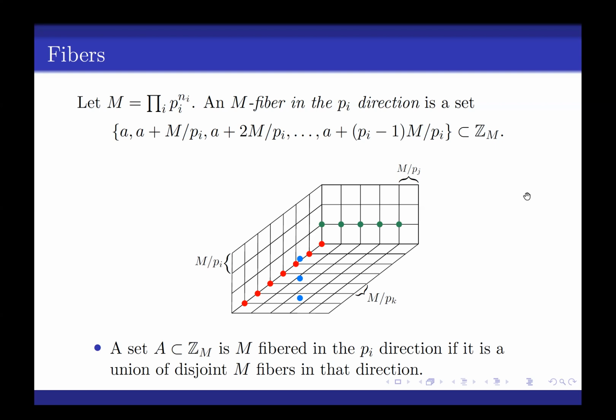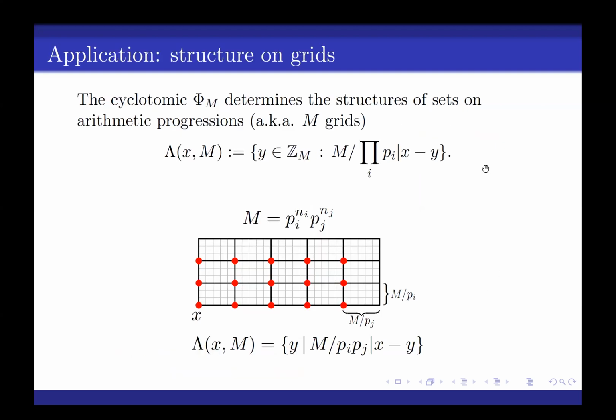Now I want to cover the other part, which is the connection between mixed cyclotomics and the structure of a set. So this is going to be the next part of the talk, in which I'm going to try and convince you that the cyclotomic phi m somehow determines the structure of the set on what we refer to as M grids. So what is an M grid? The M grid lambda xm is the arithmetic progression of step size m over the product of all the distinct prime factors of capital M.